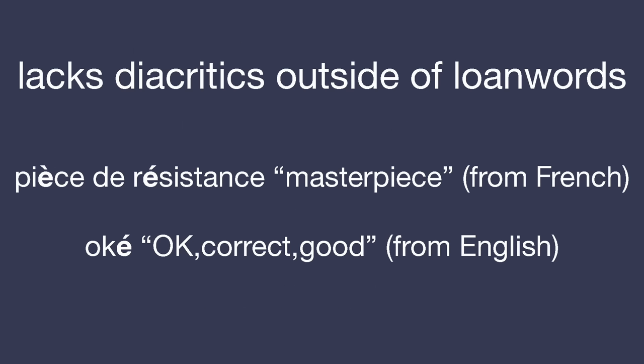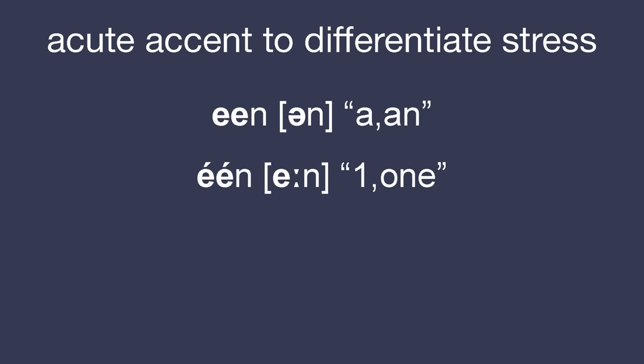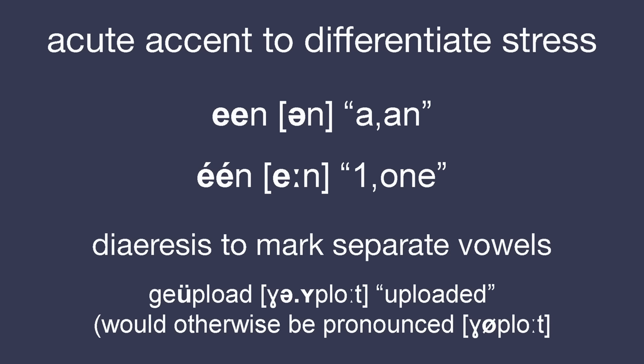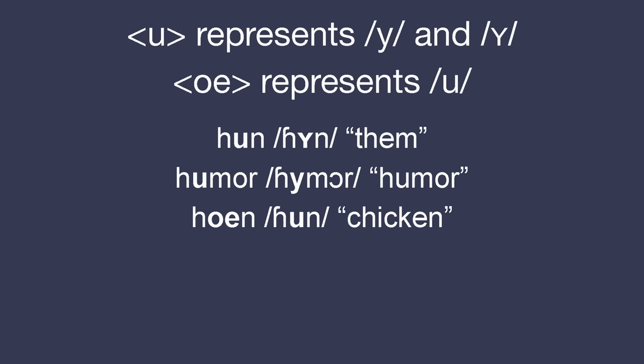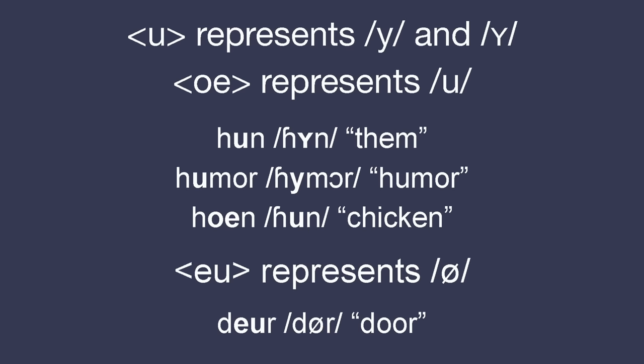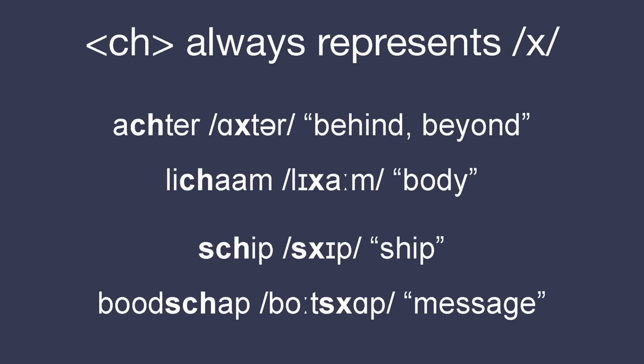Dutch also lacks diacritics outside of a few loanwords, but sometimes uses an acute accent to show stressed words which have different meaning when unstressed, and diaeresis to show that two vowels are pronounced separately and not as a digraph. Dutch is unusual in having plain U represent a different sound, and u is instead written as OE. E is also written EU. In Dutch, CH always represents CH, and is notable for the trigraph SCH, representing CH.